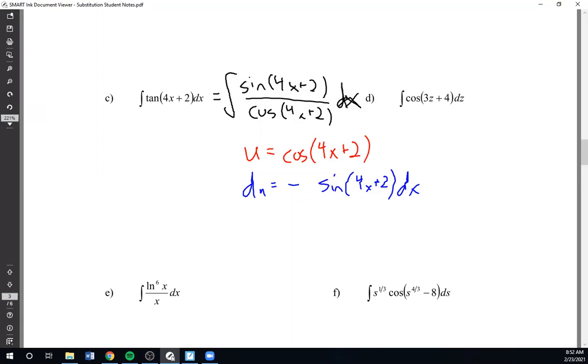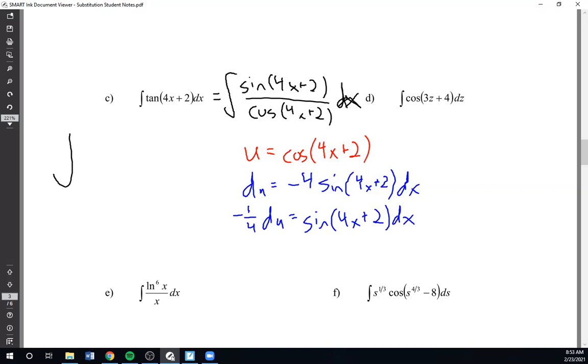And the other thing we want to make sure when we take the derivative here is that the 4x plus 2 is inside of here. So we need to remember the chain rule times 4. Derivative of 4x plus 2 is 4. Oh, I don't have a negative 4 here, so it's not matching my sine of 4x plus 2 dx. So let's move it to the other side to make it match. Sine of 4x plus 2 dx.